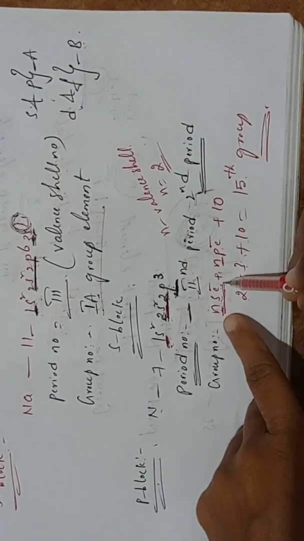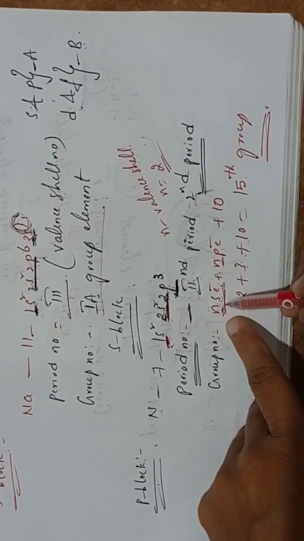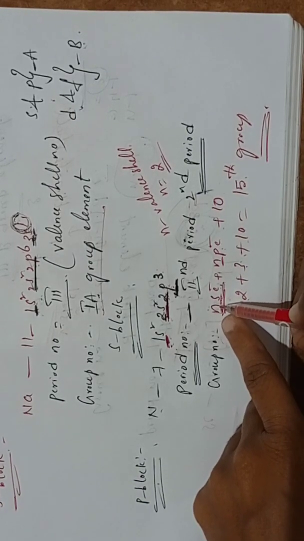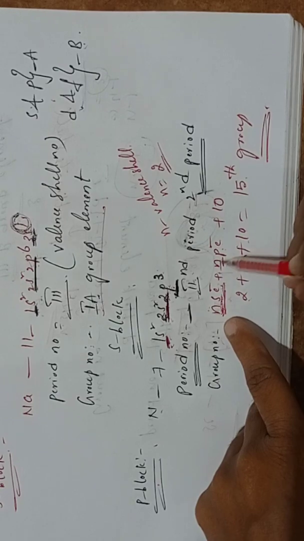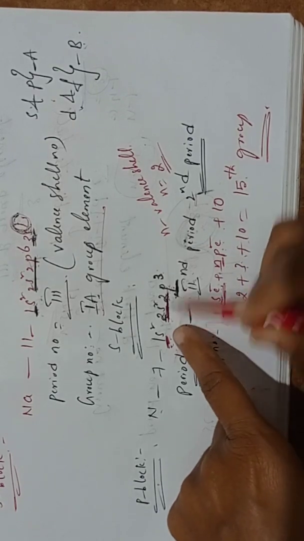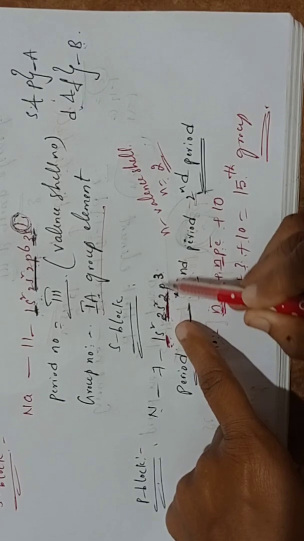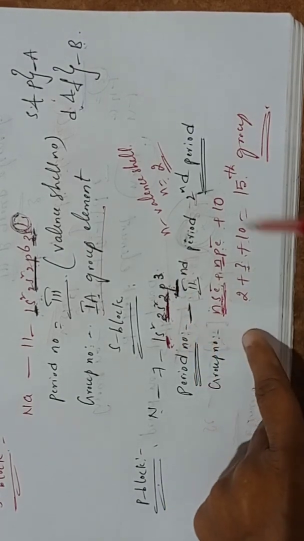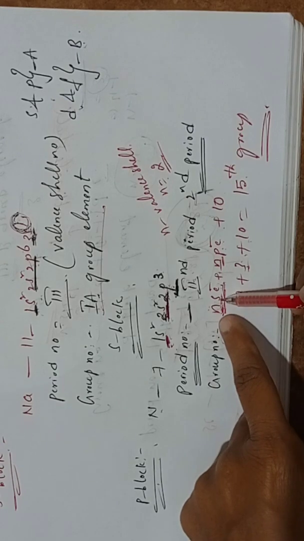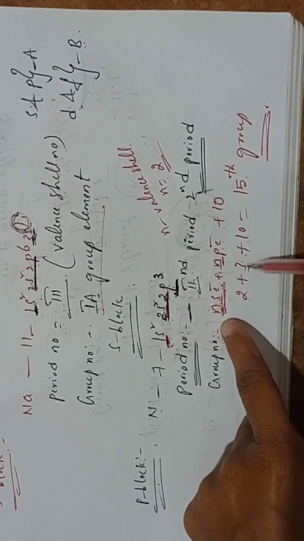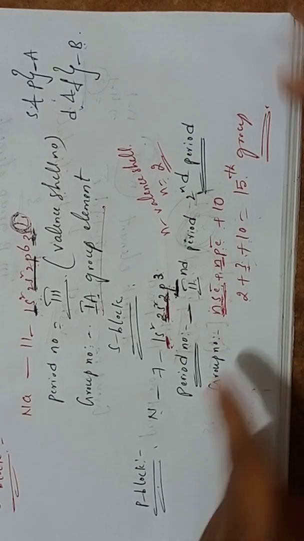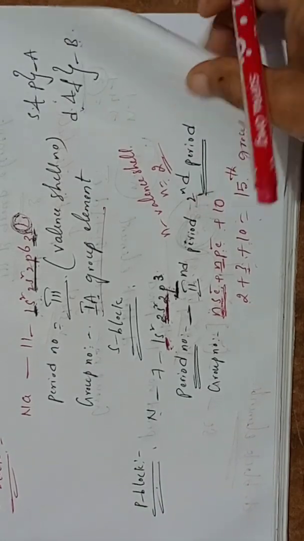Group number: ns electrons plus np electrons plus 10. Ns electrons means n is the valence shell, S electrons; np is the valence shell P electrons. That means valence shell is the second shell. So second shell S electrons, how many? 2. Second shell P electrons, how many? 3, plus 10. Are you clear? This is the 15th group element. Clear? So this is P block.